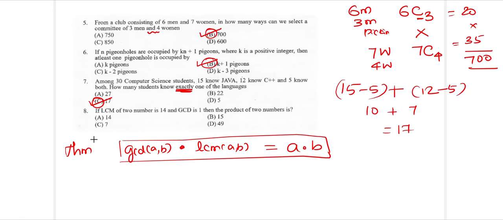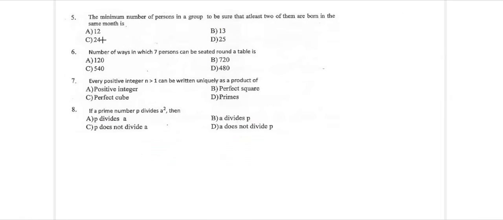By using this theorem, we know that the LCM of the numbers is given as 14 and the GCD is given as 1. What they want is the product of the two numbers. So what is AB equal to? AB equals 14 into 1, so that makes it 14. So the answer is A, 14. So we are done with this set. Let us move on to the next one.